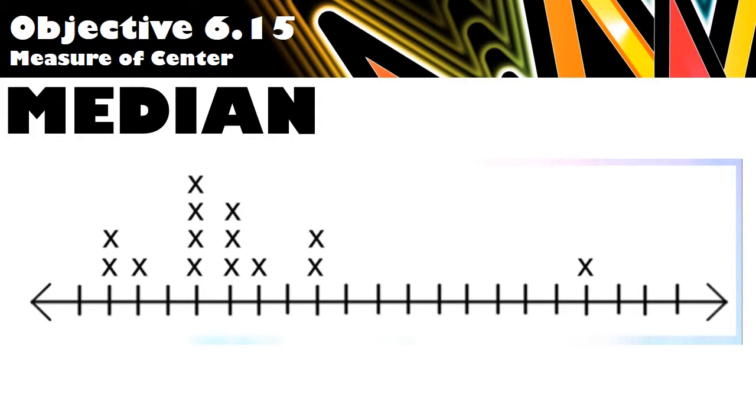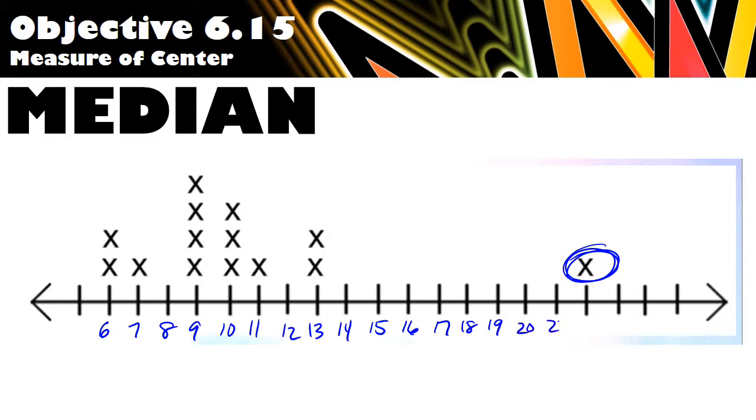So with our line plot, first up we're going to identify the outlier here. So we have our X right there. And if we were going to label these, let's go ahead and label these 6, 7, 8, 9, 10, 11, 12, 13. I'm just labeling my number line here so we can see these values. So we have values that range between 6 and 13, but we have our outlier. This is going to be our highest number. We call this our outlier.